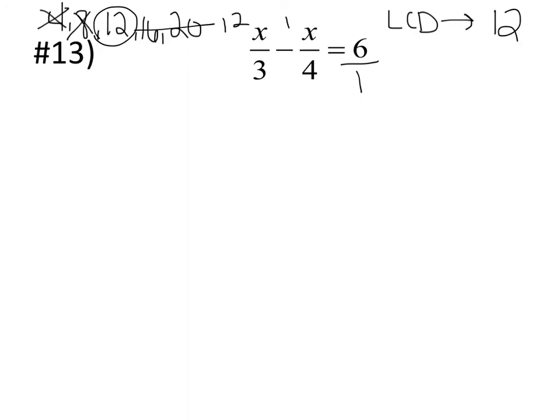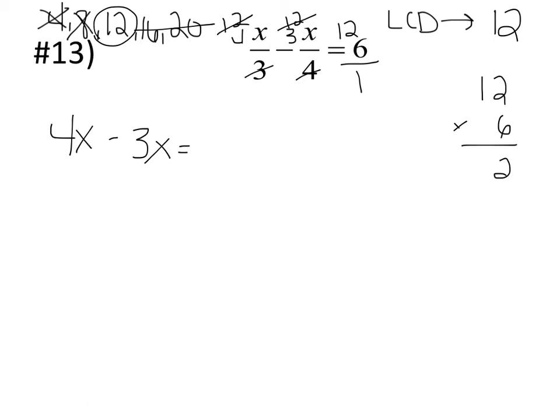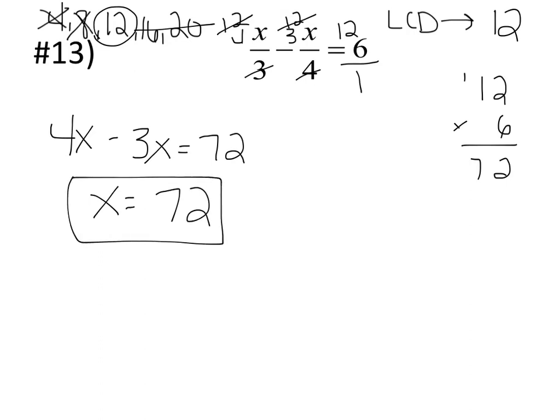Multiply that times every piece. 12 divided by 3 is 4. 12 divided by 4 is 3. And 12 divided by 1 is just 12. So you write what you have left, which is 4x minus 3x equals, what is 12 times 6? 72. 4x minus 3x is just x. So x equals 72.